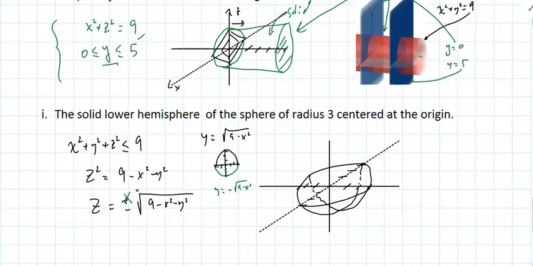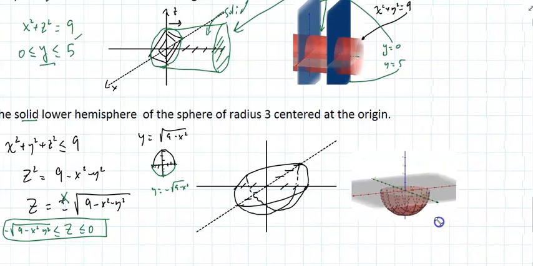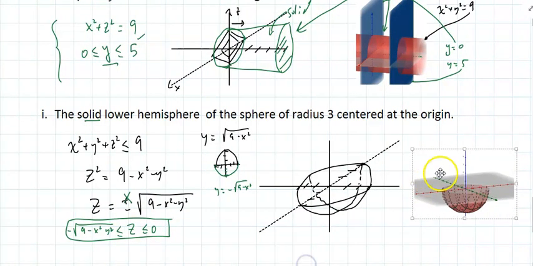And that will work. To make it a solid, I could say let z be between negative the square root of 9 minus x squared minus y squared and 0. Or backwards, right? That would be correct. So that would be the actual work that I would show, and that's the kind of graph that you will get with that.